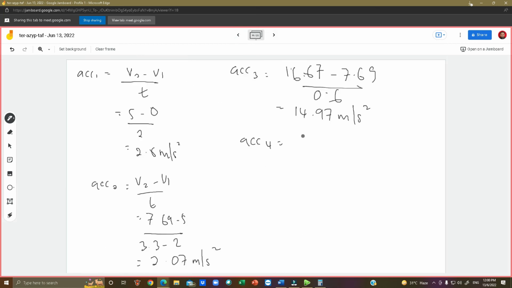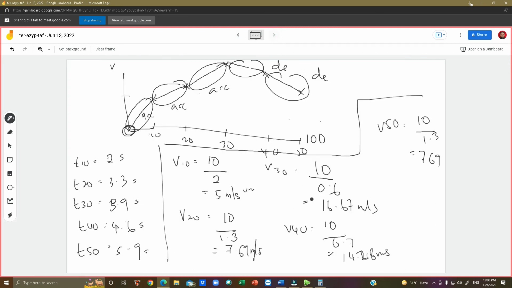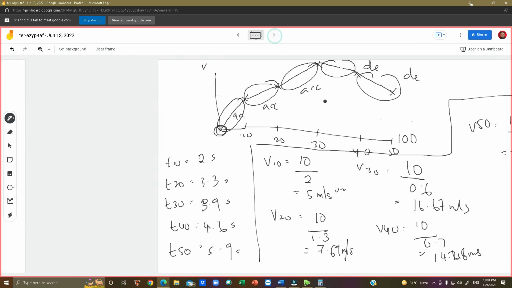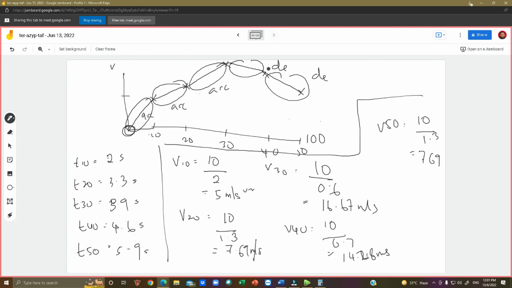Dah dapat negatif dah. 14.28 minus 16.67. Tengok nombor ni pun, you know that the figures is going to be negative. Okay, bahagi dengan 0.7. So, the answer here would be negative. Berapa negatif berapa ni? Negatif 3.41 meter per second square. This is the resemblance of graf yang menurun.